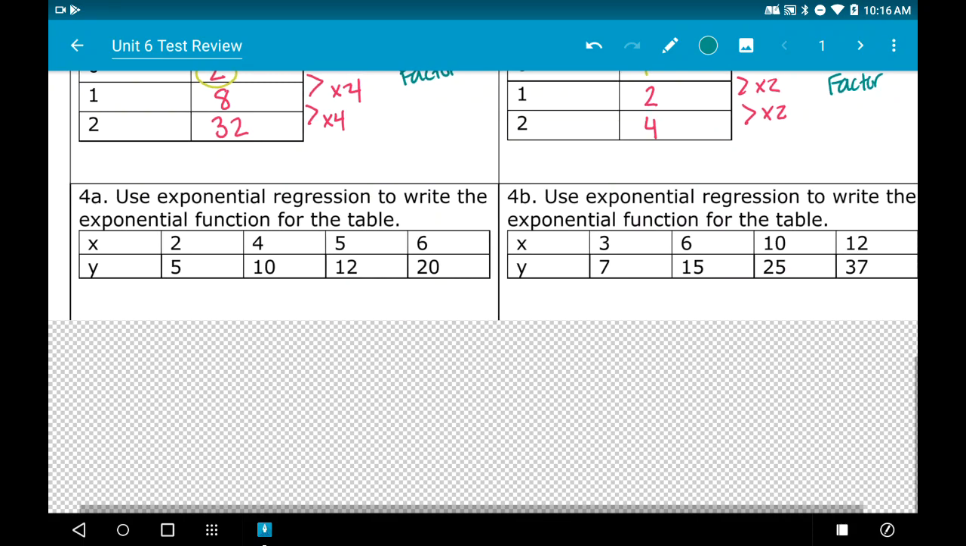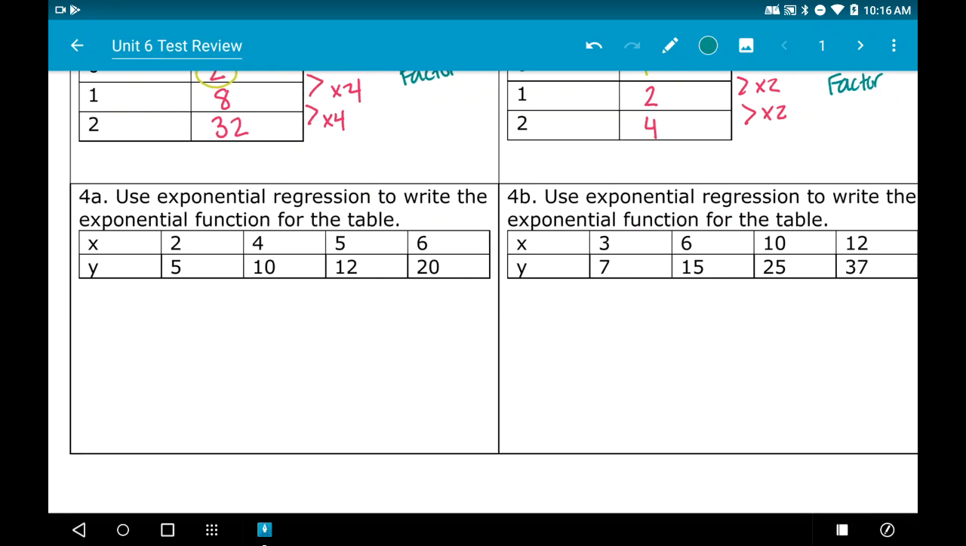Now I'm going to skip 4a and 4b for now because I don't have the calculator on this computer, but I will post a separate video walking you through the steps of 4a and 4b.